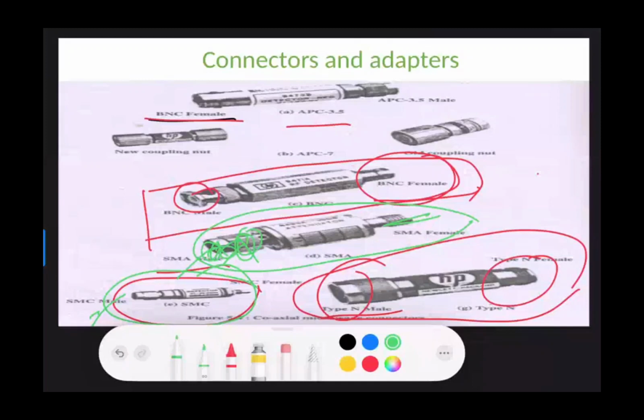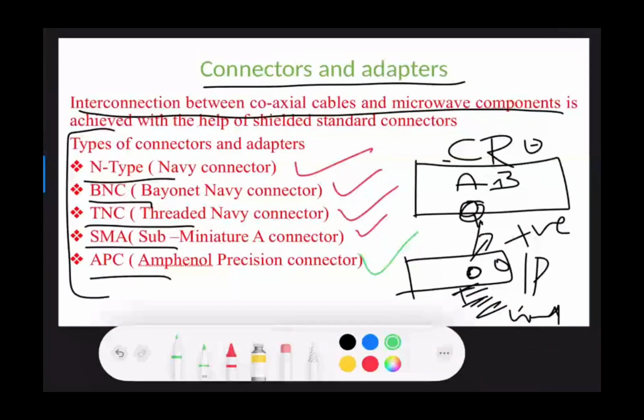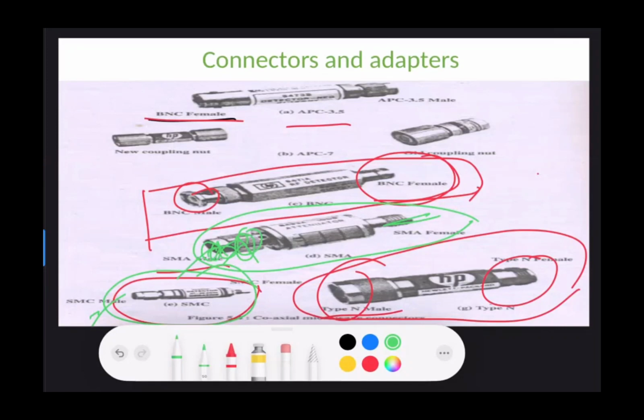Coming to the last type of connector, which is the Amphenol precision connector, that is the APC connector. APC stands for Amphenol precision. The type of material we are using internally is called amphenol, and the terminal is precise, meaning internally there are some precise connections. That's why it is called the amphenol precision connector. It is a special type of connector which is a sexless connector. It does not have a male junction and a female junction, a female terminal and a male terminal. It has only one terminal.